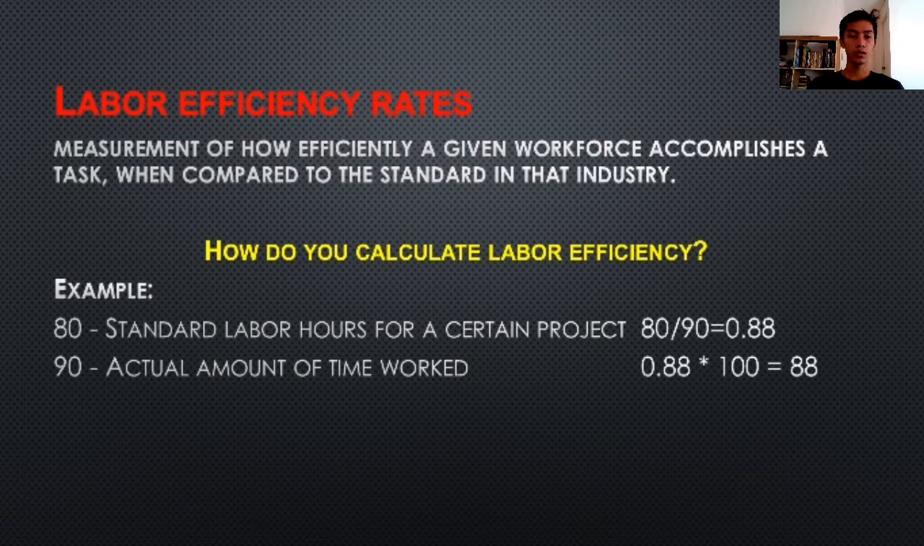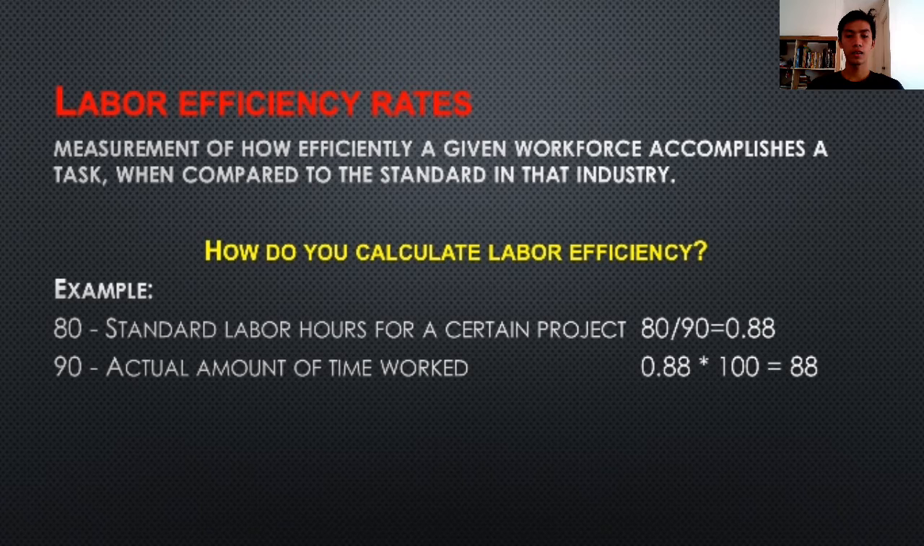For example, the standard labor hours for a certain project is 80 and the actual amount of time worked is 90. First, you divide the standard labor hours, 80, by the actual amount of work, 90, and the result is 0.88. And then the result will be multiplied by 100 and you get 88.